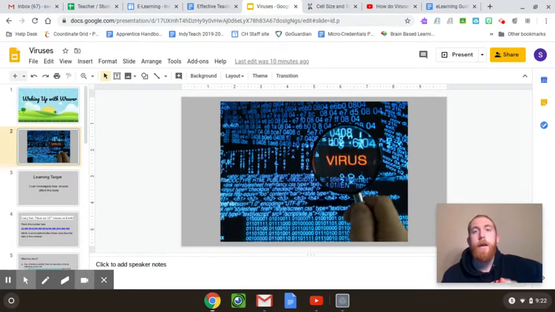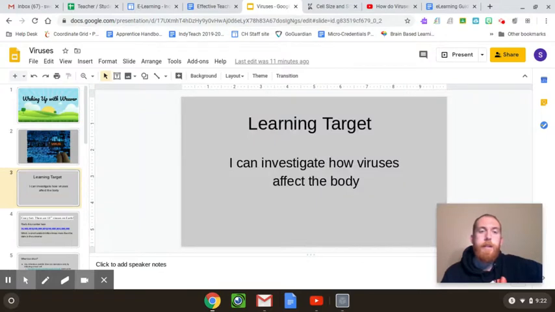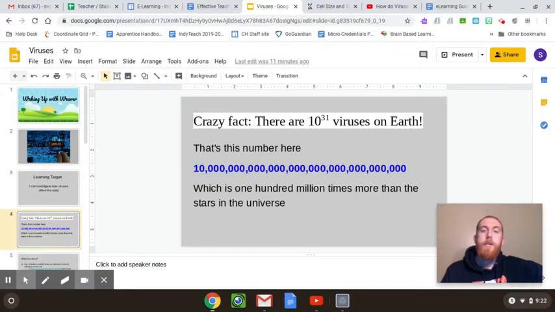We're talking biological viruses. So, as you guys started doing yesterday, we're on a new learning target, which is I can investigate how viruses affect the body. So we're going to be exploring that all this week. You got a taste of it yesterday. We started jumping into it, but today we're going to be learning more about what viruses are, how they're spread, and how they reproduce.